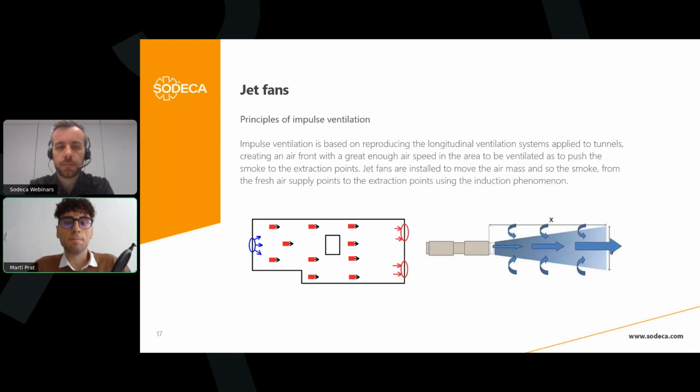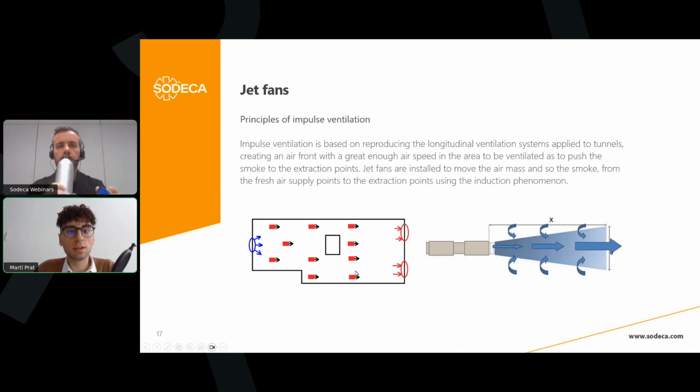The jet fans, basically the principle of impulse ventilation of these fans is based on induction, which is mainly that the jet fan pushes air at very high velocities at the outlet of the fan, and this produces an air entrainment inside the cone of the jet fan. So the volume of air that the jet fan pushes is much greater at the end of the cone. This allows to have a sweep across ventilation of the whole width of the car park.